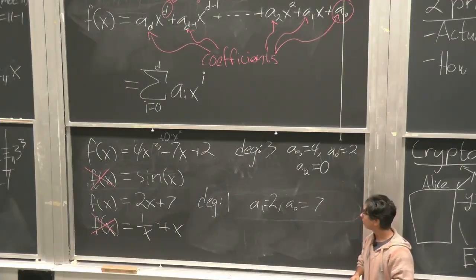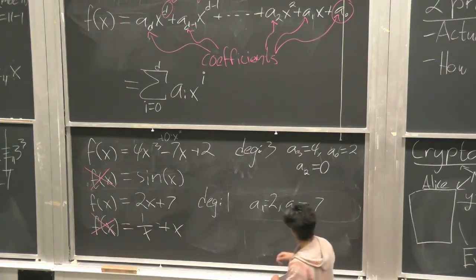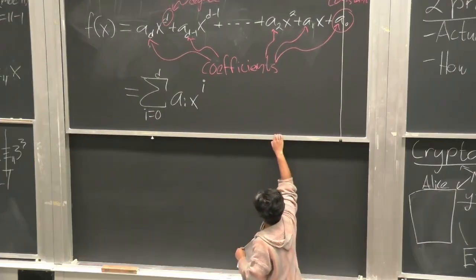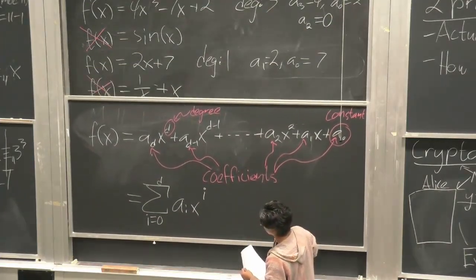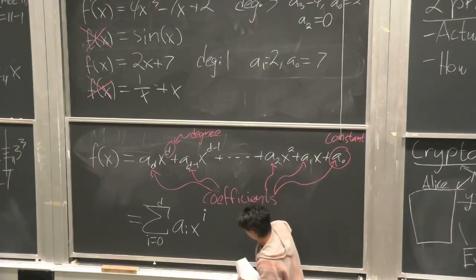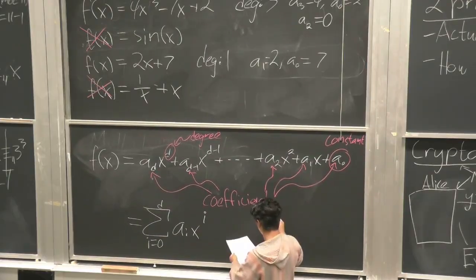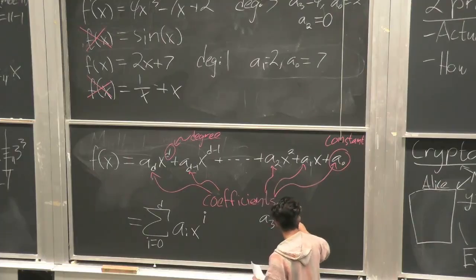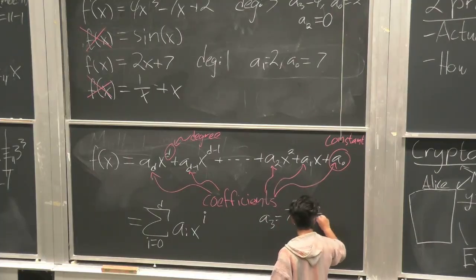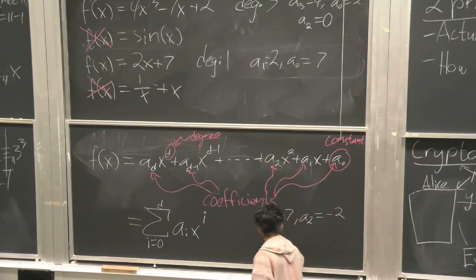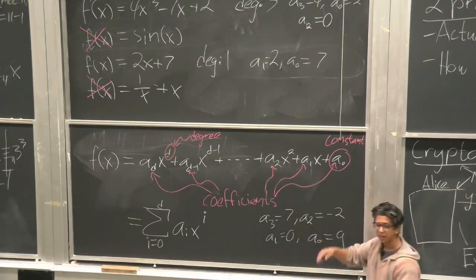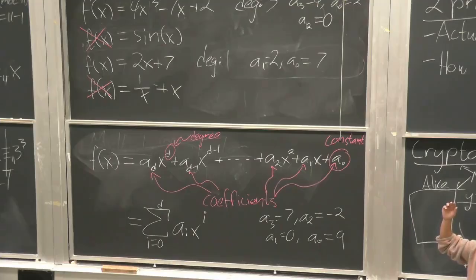That's how we understand polynomials. Just to really make sure we understand that it goes both ways, if I were to give you a3 equals 7, a2 equals -2, a1 is equal to 0, and a0 equals 9. Who feels like they'd be able to write out the polynomial there?